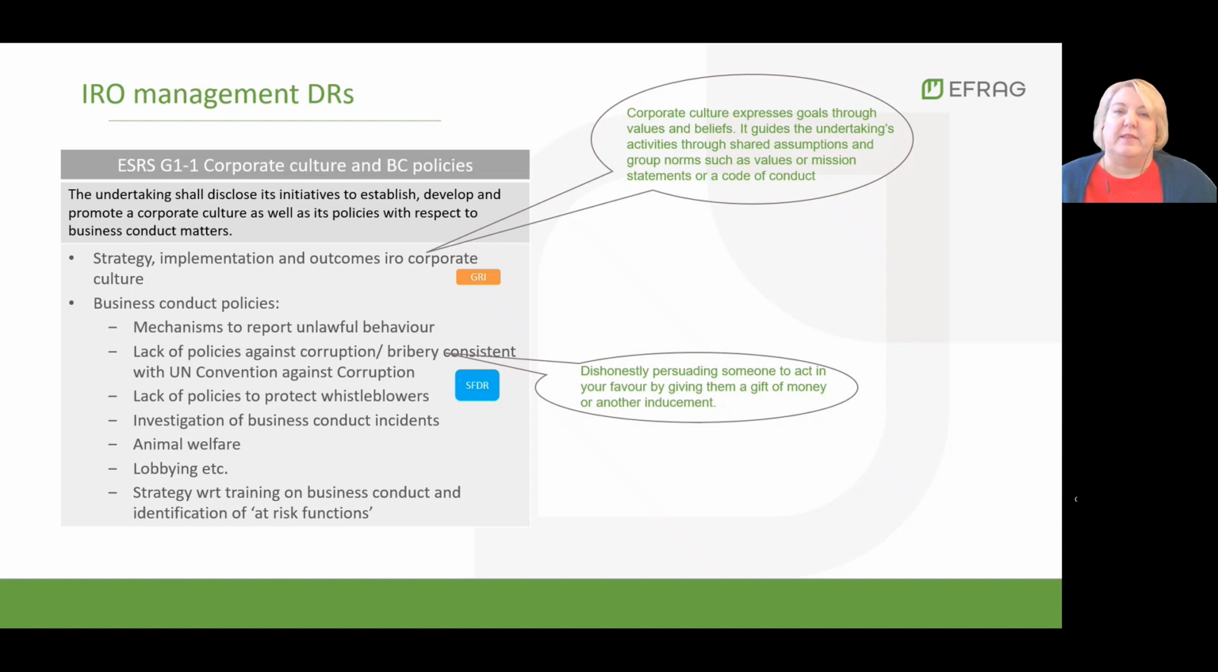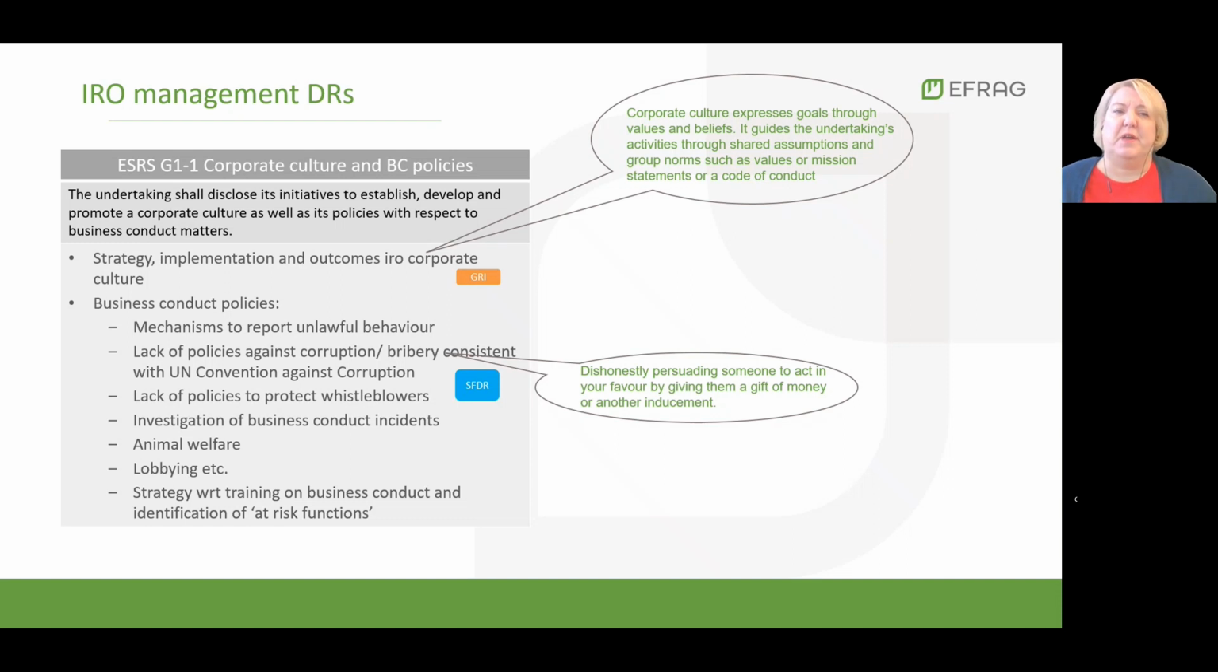So if we look at the definition of corporate culture, this was quite a tricky one because we all know what it is, but it's very hard to define. EFRAG went with a definition that says corporate culture expresses goals through values and beliefs, and it guides activities through shared assumptions. And you can also see this expressed as values or mission statements or a code of conduct. So here we don't ask for information about the corporate culture itself, but rather around the strategy, how that is implemented, and how the outcomes of that strategy are evaluated.